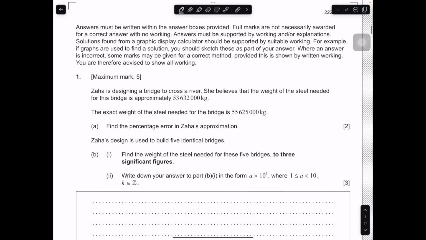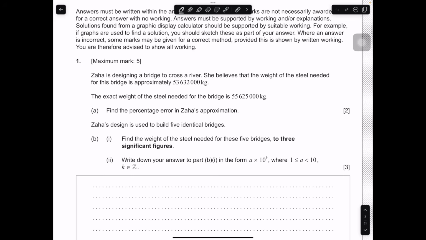Alright, question 1 is a 5-mark question. Zaha is designing a bridge to cross a river. She believes that the weight of the steel needed for this bridge is approximately 53,632,000 kilograms. The exact weight of the steel needed for the bridge is 55,625,000 kilograms. Find the percentage error in Zaha's approximation.